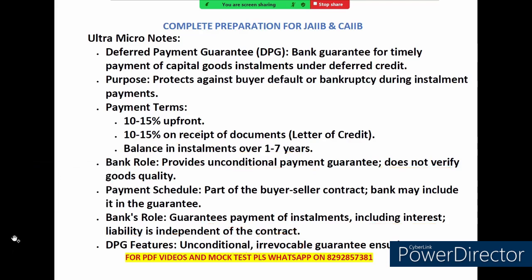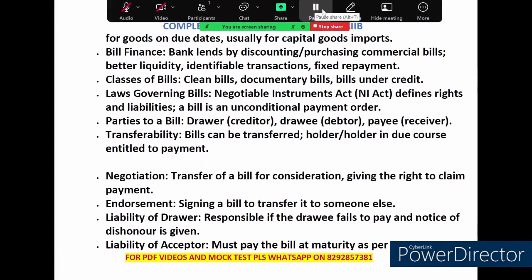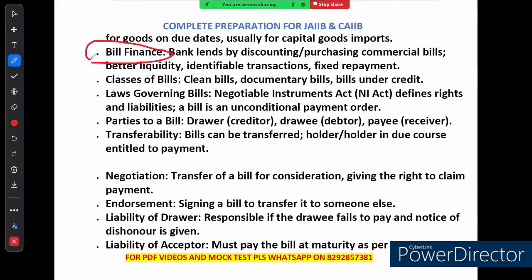Hopefully you have understood. Now let's talk about bill finance, something more important. This is when a bank helps businesses by buying or discounting commercial bills. It is a way to get quick cash while ensuring fixed repayment terms. Now there are different types of bills, as you can see written here: clean bill, documentary bill, bills under credit. Each has specific conditions, but they all fall under the Negotiable Instruments Act, that is the NI Act.